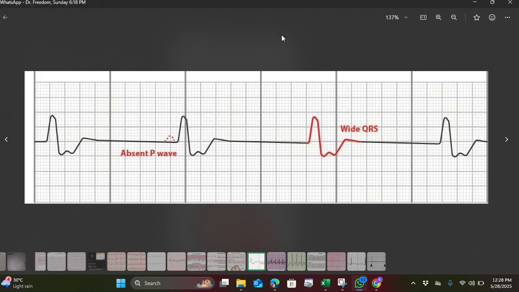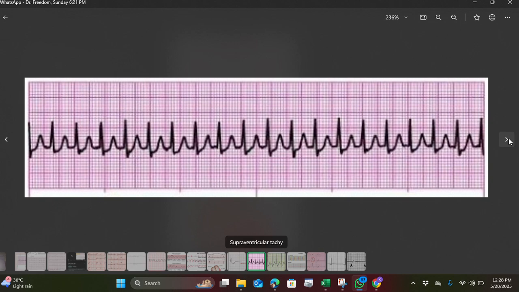You get? That's just atrioventricular rhythm for you. Let me see if, okay, this one is not atrioventricular rhythm, this one is another thing.